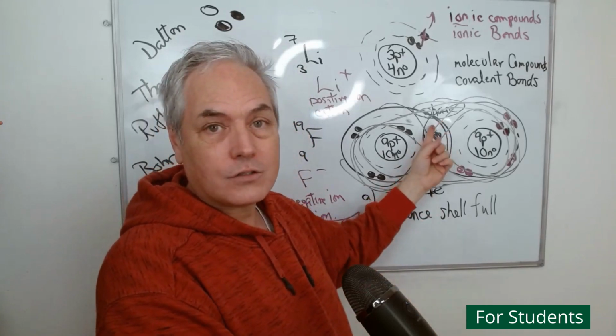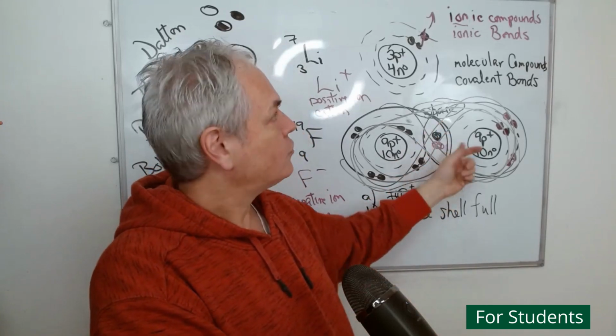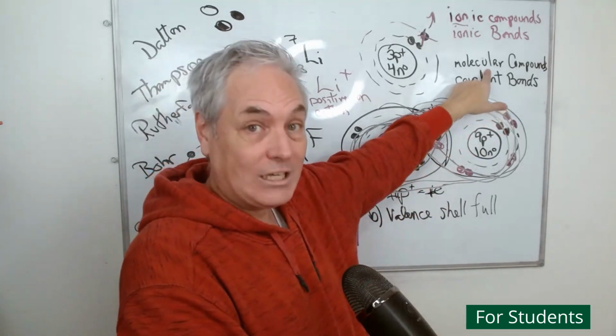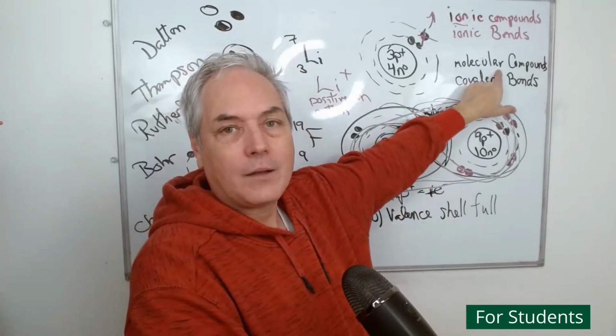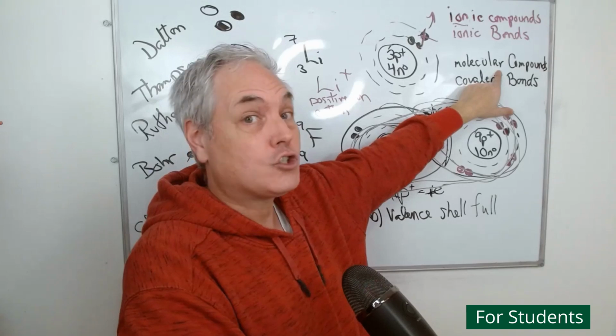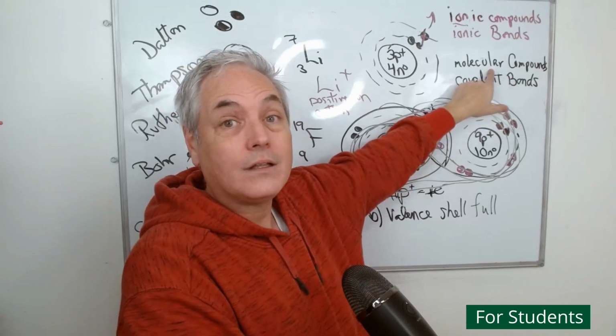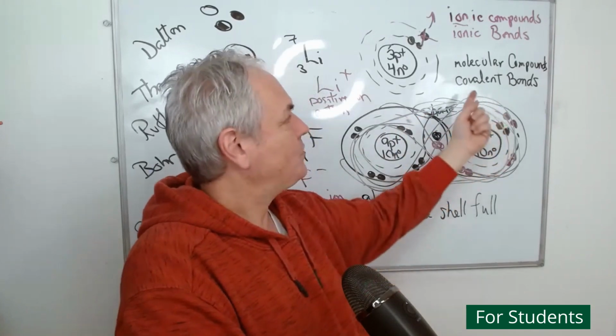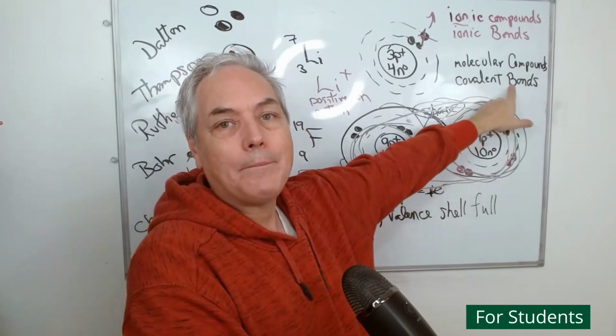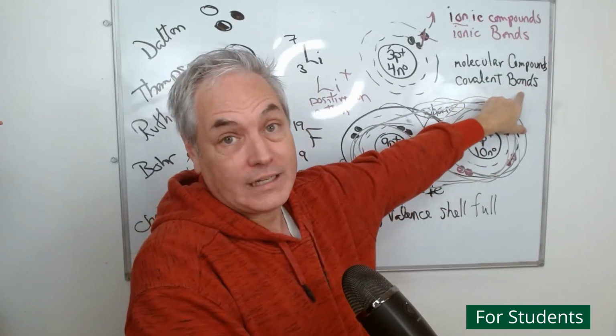When we have atoms that are sharing electrons, we have what we call molecular compounds. Molecular compounds are compounds where atoms are sharing electrons. What is the relationship between these atoms? We call it covalent bonds or covalent bonding.